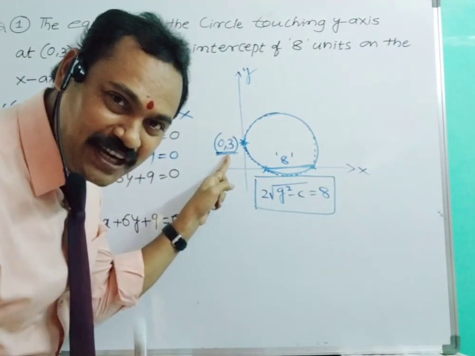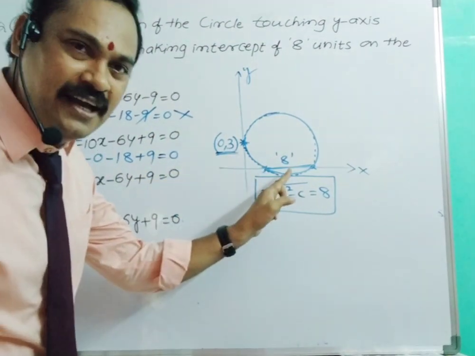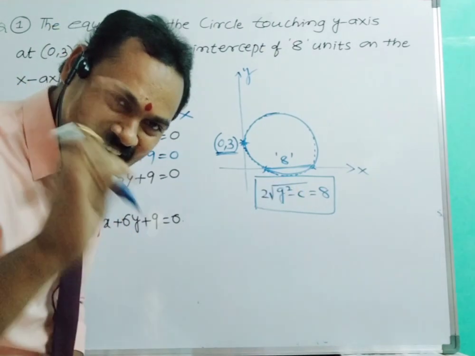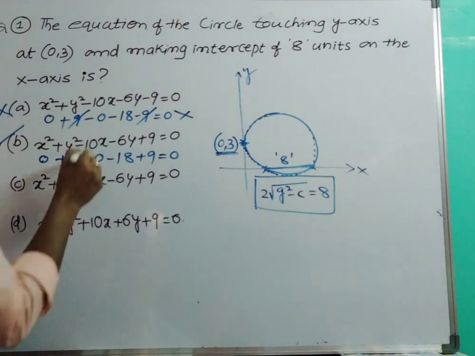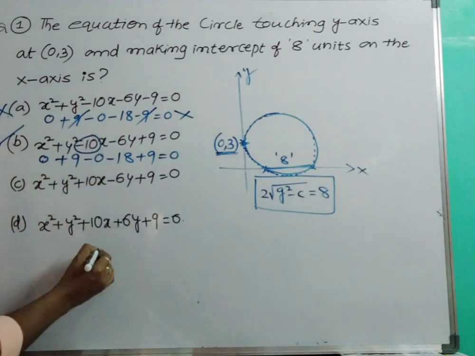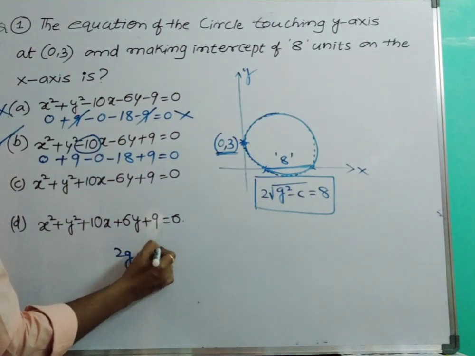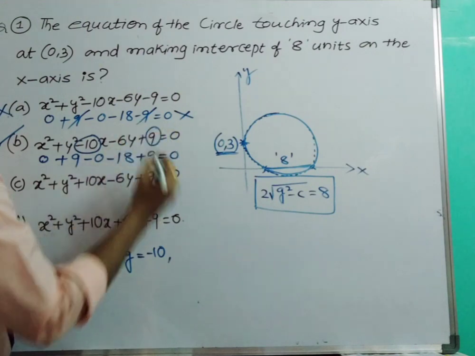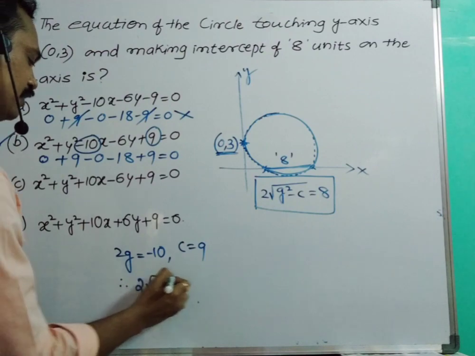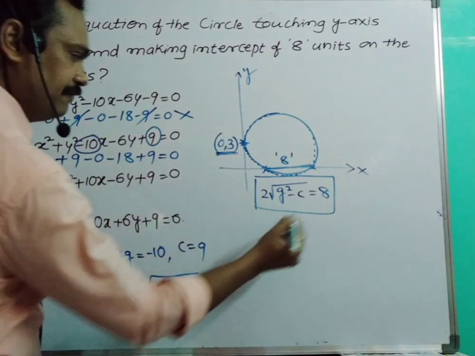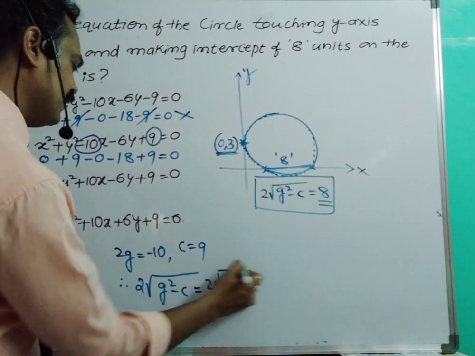Simultaneously you have to check whether this circle makes an intercept on the x-axis of length 8 units or not. Let me check. See, here 2g is how much? 2g value is minus 10. C value is 9. Now we are going to confirm whether 2 root over g square minus c gives 8 or not.